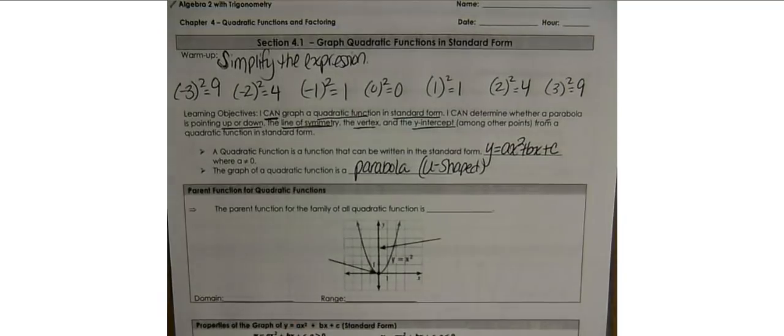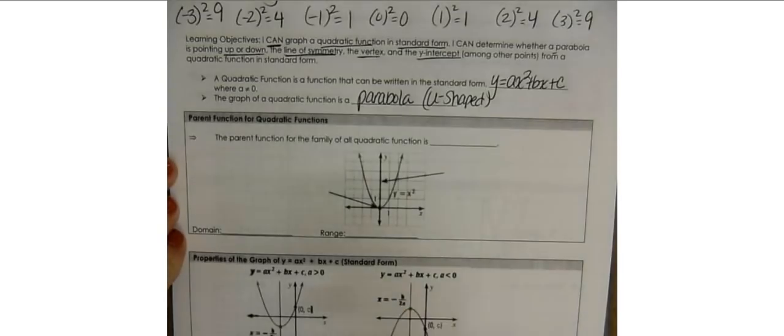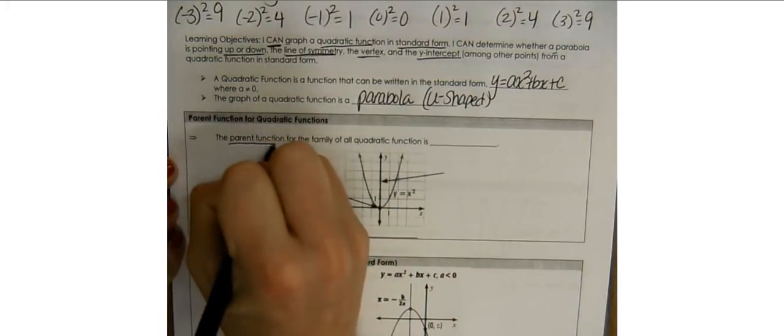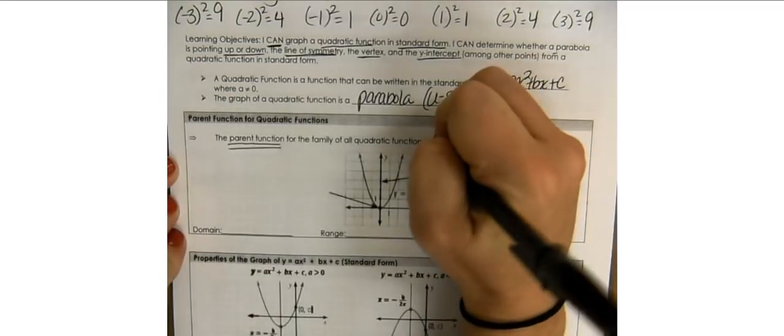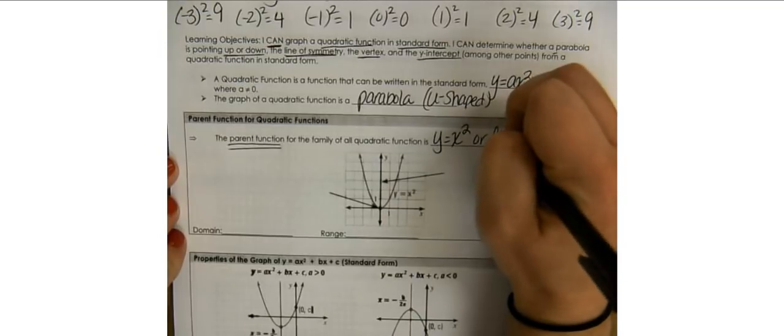So when we talked about absolute values, that was a V-shaped graph, where it was very, very rigid at the bottom. For parabolas, I'm going to be looking for it to be a smooth curve at the bottom or at the top of your parabola. It should look like the letter U. Let's go ahead and analyze the parent function for quadratics. Now, the parent function is your simplest form of that function, and that is written in the form of y equals x squared, or f of x is equal to x squared.